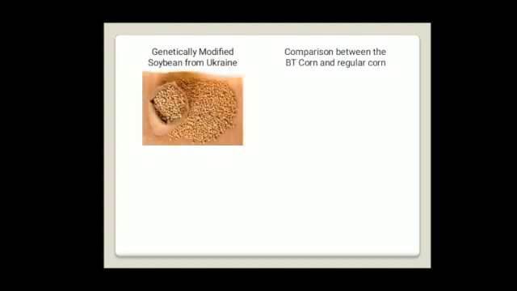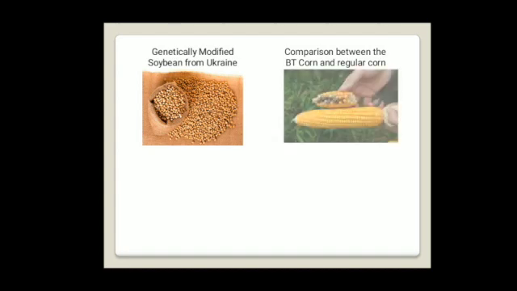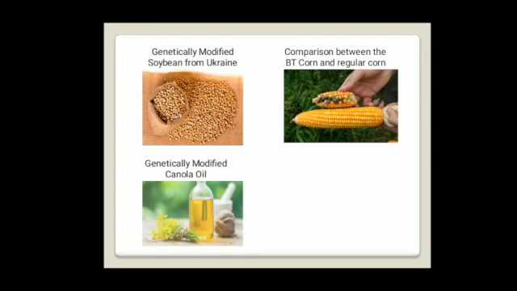So this is an image of genetically modified soybean from Ukraine, a comparison between the BT corn and regular corn, a genetically modified canola oil, and a genetically modified plum.